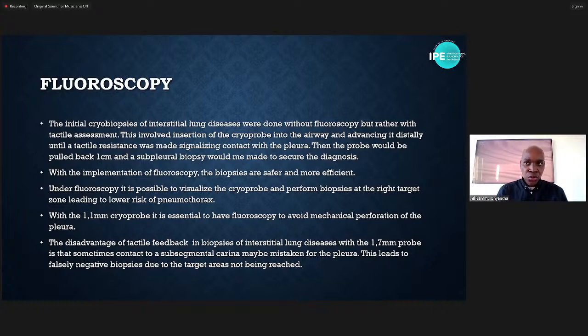So I know there are still centers that do it with tactile feedback. Even in Germany, there's a big center that does it that way, which is still fine. But when it comes to the smaller probes, the 1.1, I wouldn't recommend it.